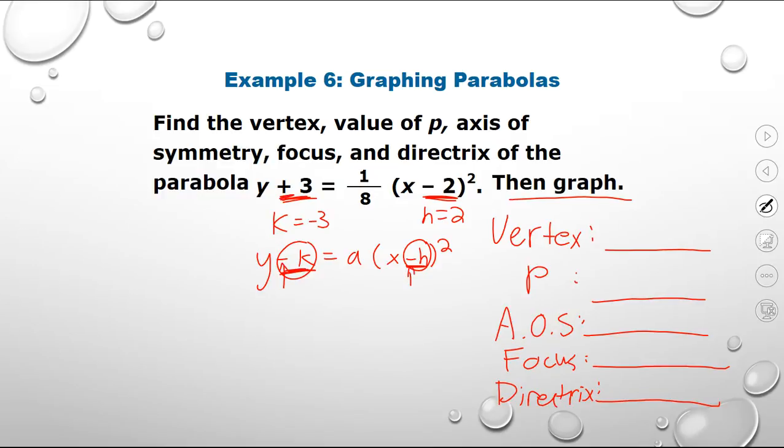So because this is a +3, this formula tells me I need to do the opposite of that and call it -3. Same thing for the h. Because it looks like a -2, the formula says, hey, you need to do the opposite of that value, so that's why I'm using a +2.